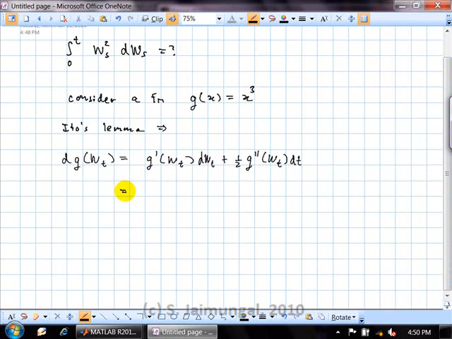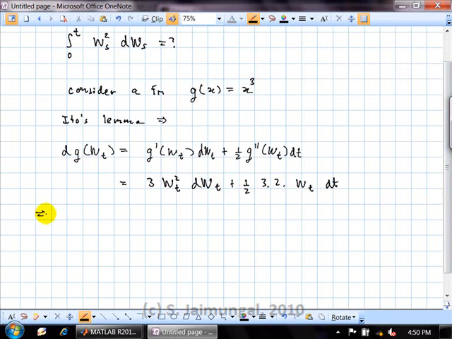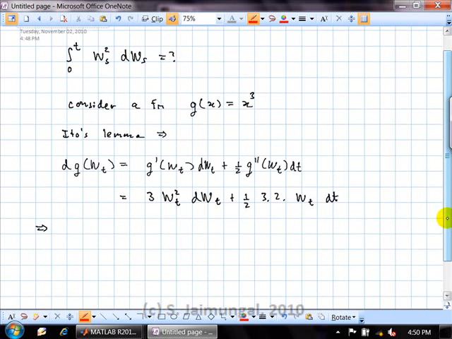And this equals, so what's g prime? 3x squared, right? So we'll get 3 W squared dW. What's g double prime? 3 times 2 times x, right? So that's a half times 3 times 2 times W dt. So now, we've already made some progress. I want to compute this integral, and that's showing up there. So let's isolate that term.